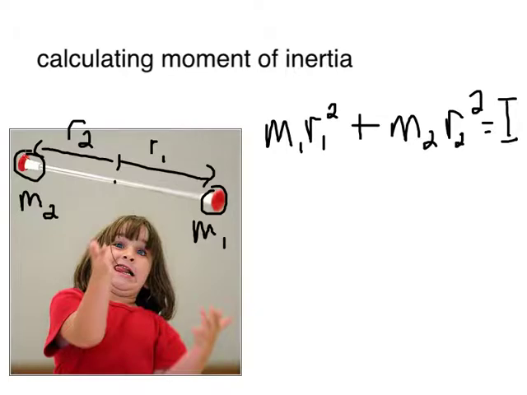You could imagine creating a really complicated object with lots of masses, all different distances. In that case, the general form for the moment of inertia is the sum of each mass, I'll give it an index number i, times that mass's distance from the center of rotation squared. And we just add it up for however many masses we actually have.